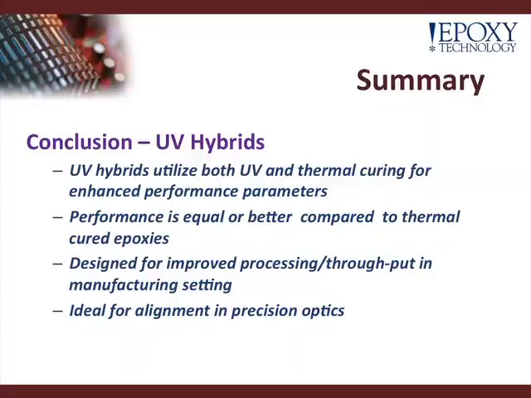Finally, your UV hybrid summary. The UV hybrids are UV tacking, thermal post-cure required systems. Their performance is equal to, or in fact better than, comparable thermal cure epoxies. They're specifically designed as a process improvement, not necessarily as a performance improvement. They have excellent performance, but the main benefit here is for processing. And they are ideal for alignment, positioning, flow control, and are great in precision optics.